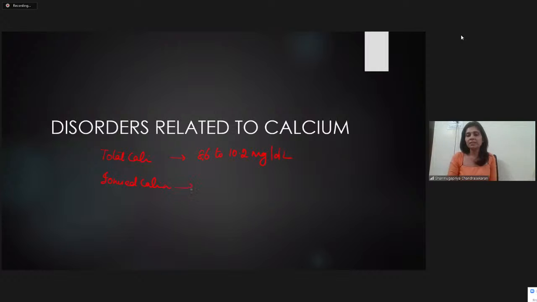And when I started the discussion, I said 50% of total calcium is the ionized form, right? So it has to be half of it. So it is 4.6 to 5.3 milligram per deciliter. And most laboratories estimate calcium as a total calcium. Ionized calcium is estimated through ion selective electrodes. So only when you specify that you want ionized calcium, you're going to get a value for ionized calcium. Otherwise, what you get is a total calcium value. So these are the two forms of calcium.